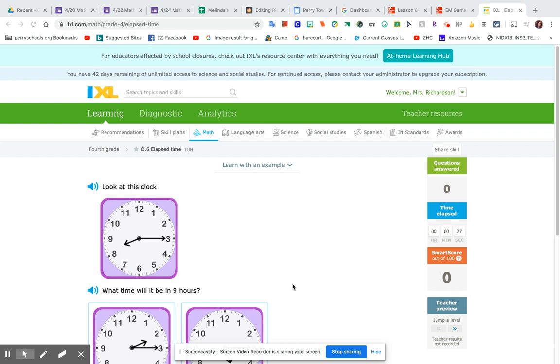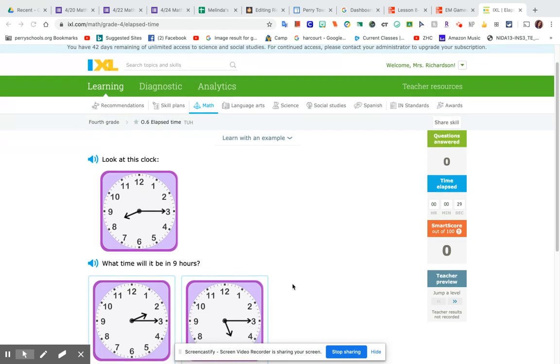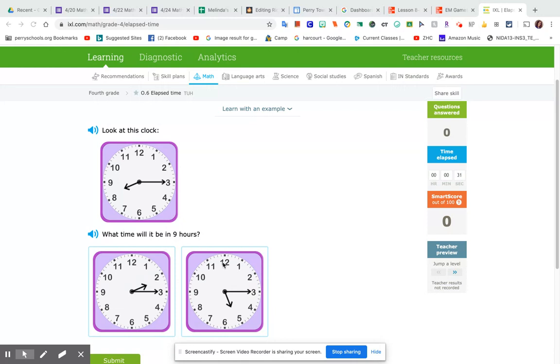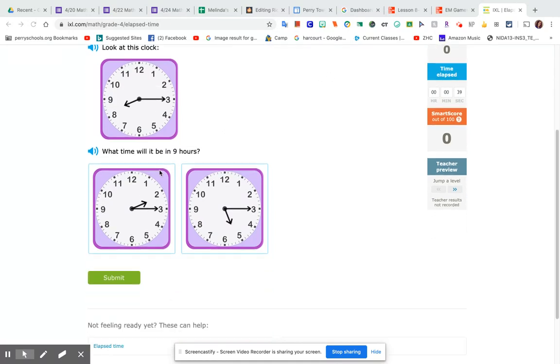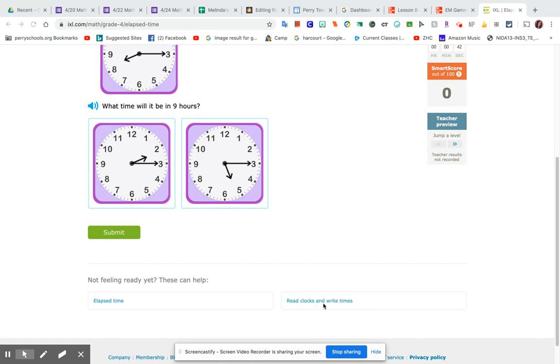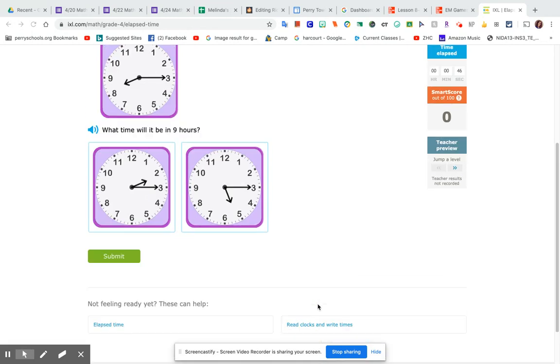All right, guys. Today we're going to be working on elapsed time. It is Friday, April 24th, and I'm going to have you watch this video and kind of think along with me. You have to be able to read the analog clock. So if for some reason you need extra practice with this, you can go down here and practice reading times and writing them because that's going to be helpful.